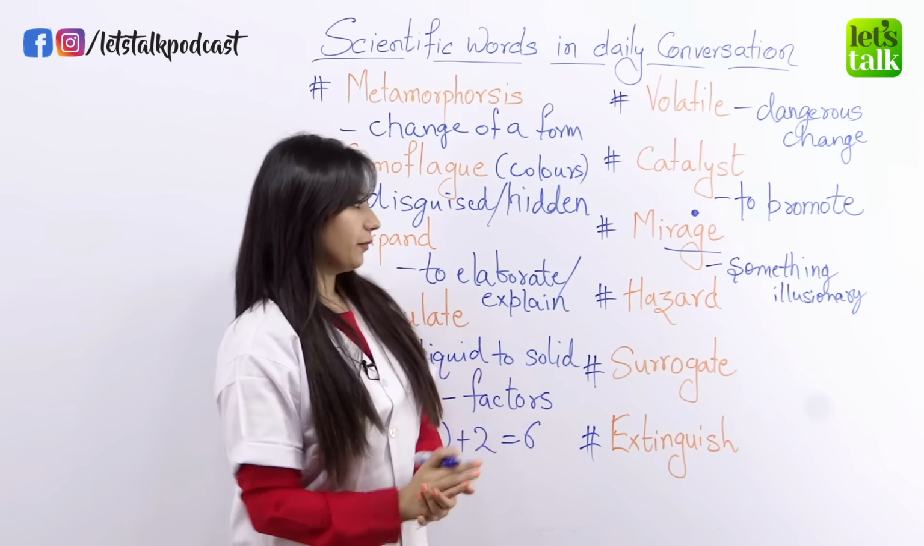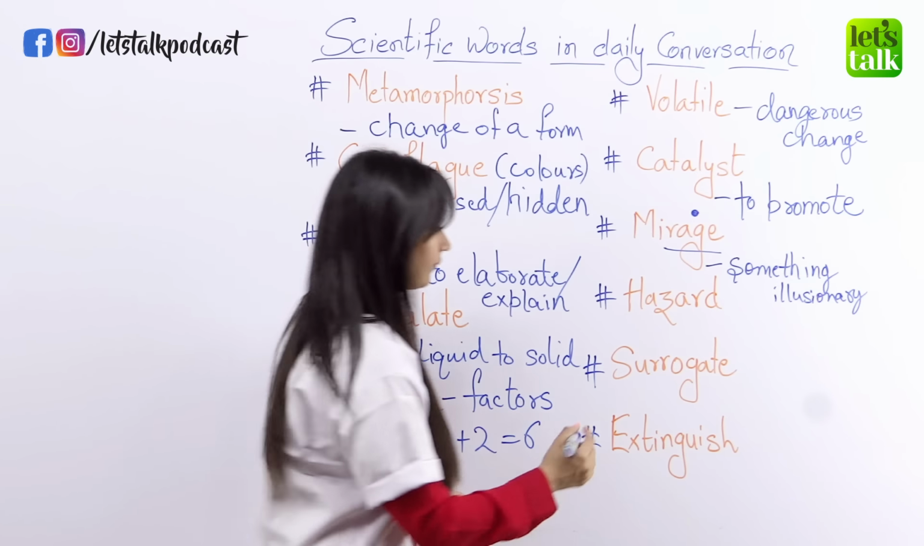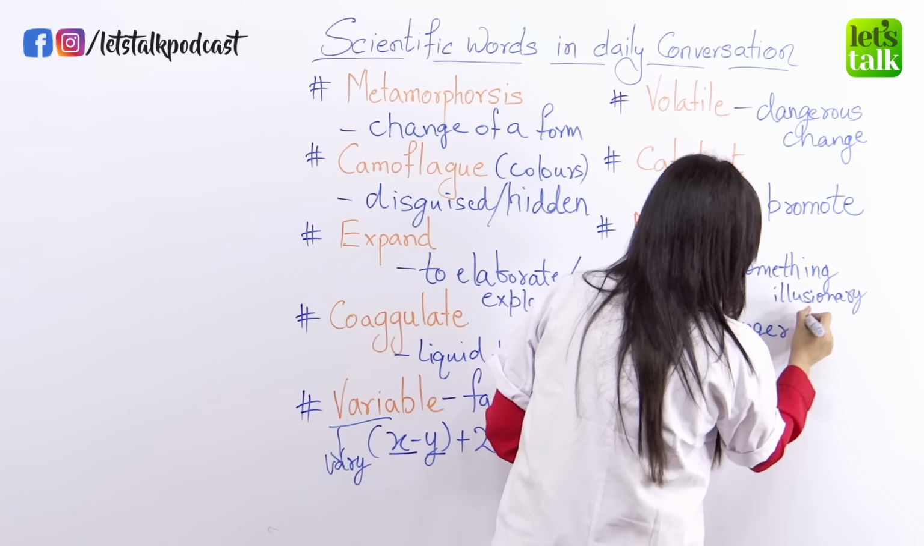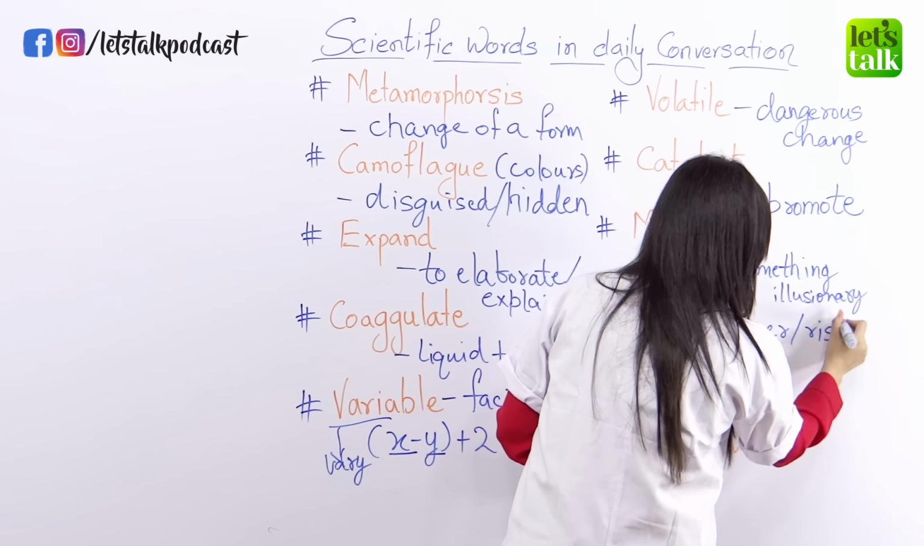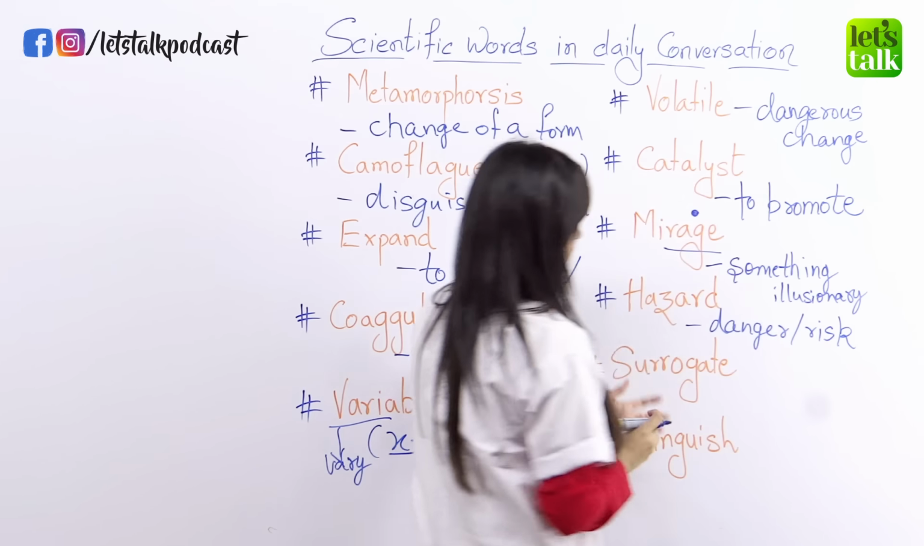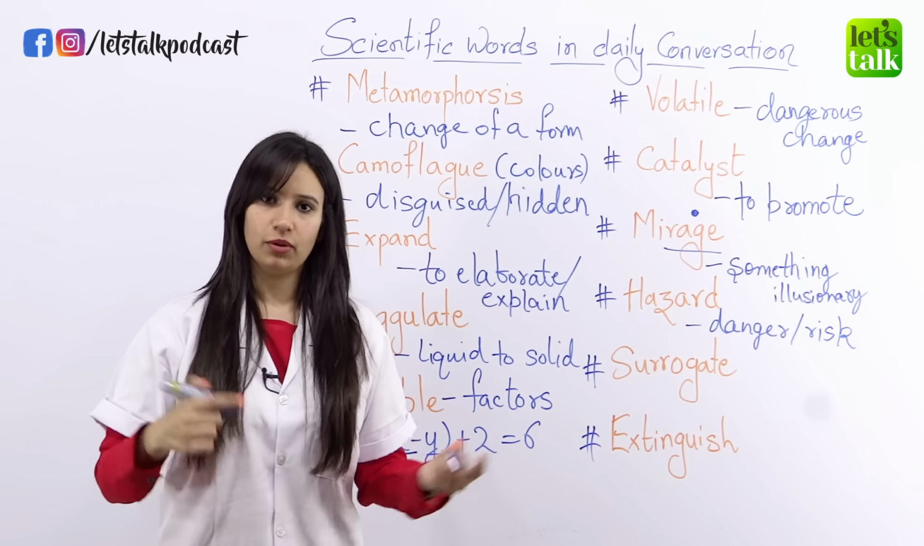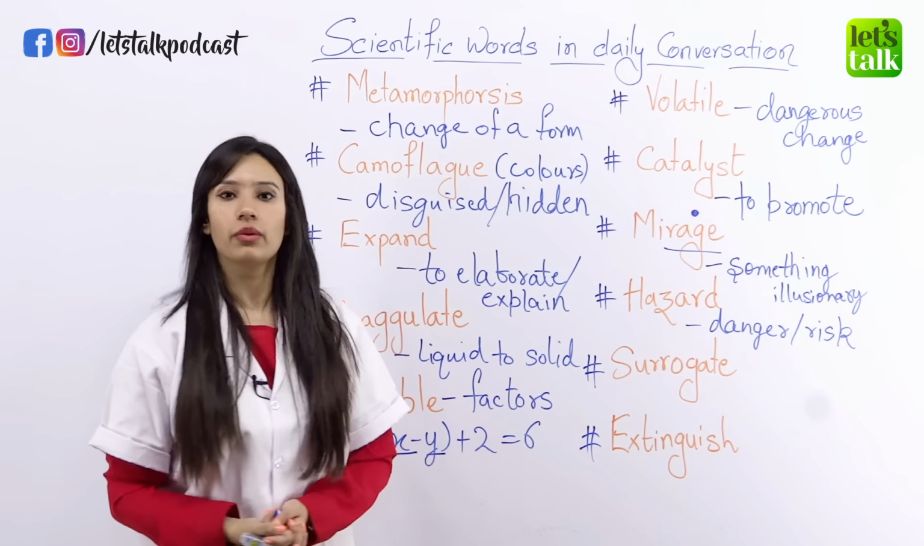The next word that we have with us is hazard. So a hazard is a danger or a risk. For example, the hazard of childbirth. Right, so you can have natural hazards also related to vaccination. So that's also where you can use this word hazard.